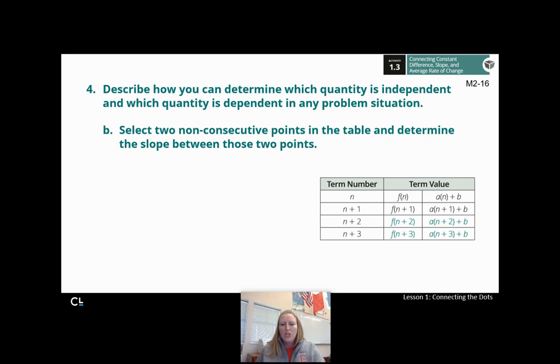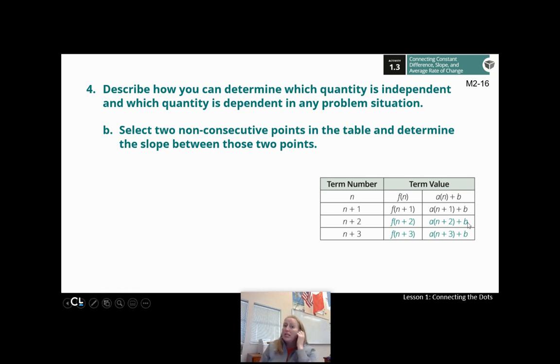All right, so how'd you do? Did you pick two points that weren't next to each other to do the subtraction? And I'm actually going to do the full-on slope. Remember I told you to memorize that formula last lesson? You subtract your output on top and you subtract your input on the bottom. So that's what I did.